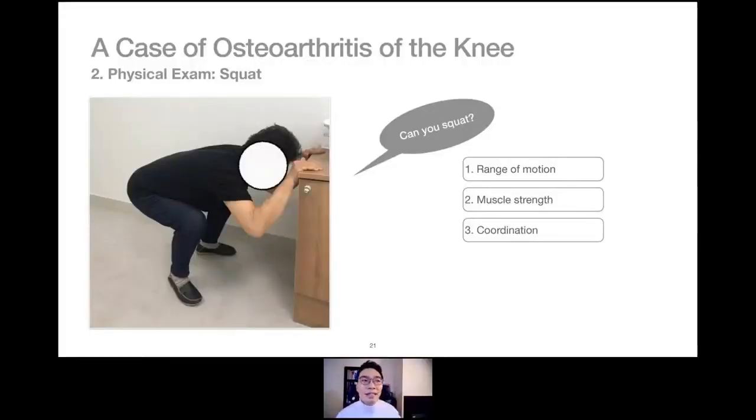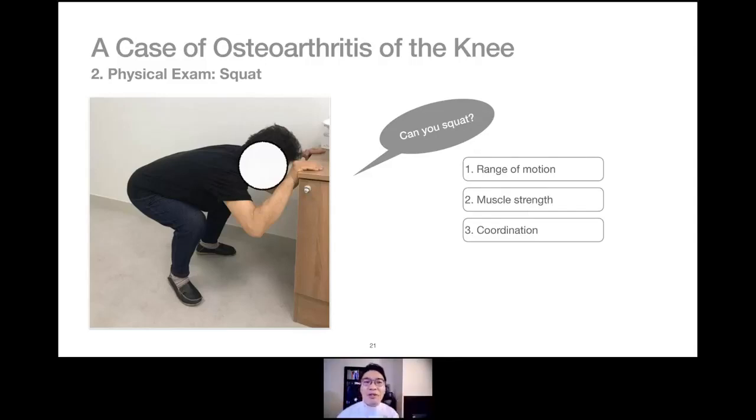And as I mentioned earlier, the first physical examination that I do is to let the patient do the squat. Can you squat? Then the patient answered, oh no, I can't. So I let the patient hold the table and go as far as you can. And that's the maximum the patient could do. That means the patient cannot go further, and so the range of motion is limited.